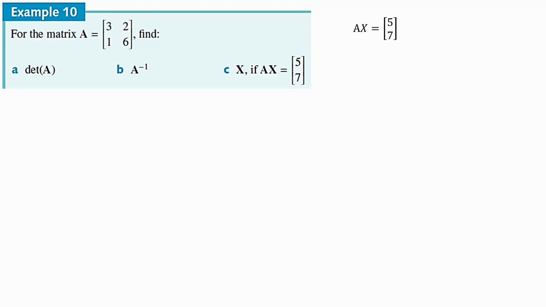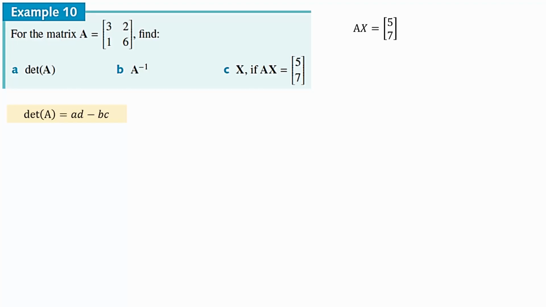Copy this example down. You've got A equals 3, 2, 1, 6. Let's find the determinant. What's the rule for the determinant again? AD minus BC. So here we go. Determinant of A. It's AD minus BC. What's my A, B, C, and D?